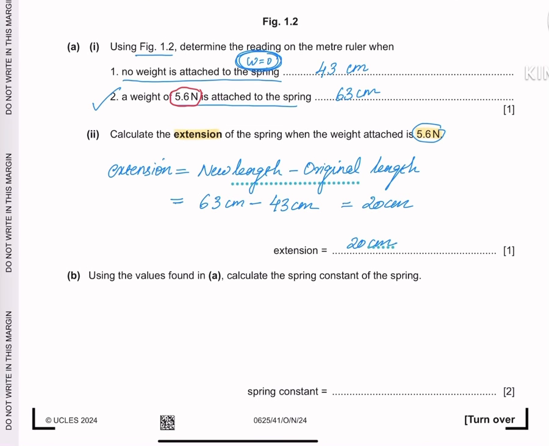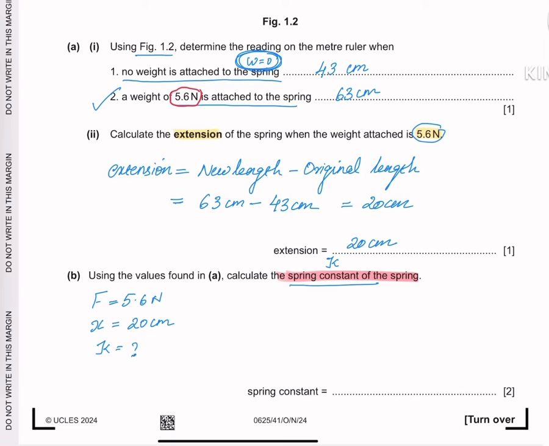Part B. Using the values found in A, calculate the spring constant of the spring. So, we need to calculate spring constant K. We already have the force and extension. The force is given in the question, that is 5.6 Newton, and the corresponding extension we have already calculated in the first section, that is 20 centimeter.